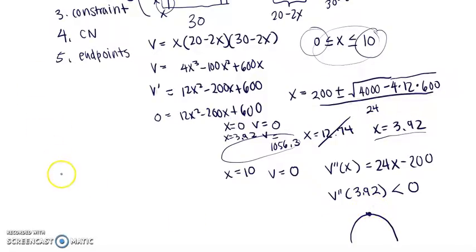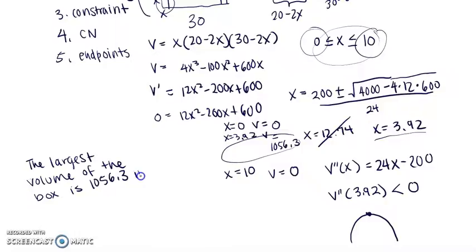And so then we have to create a sentence. So the largest volume of the box is 1056.3 inches cubed when x is equal to 3.92. And that is our answer right there.